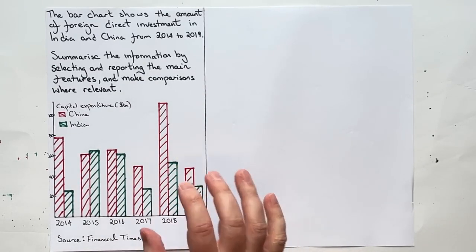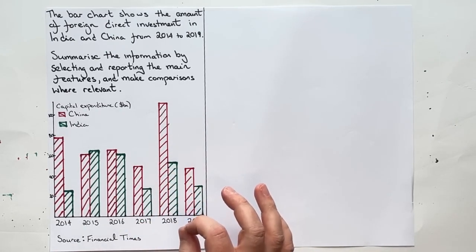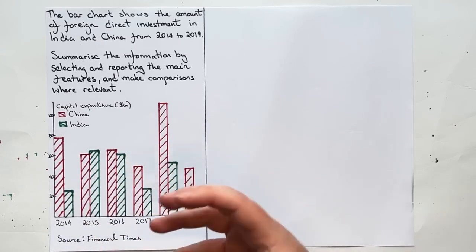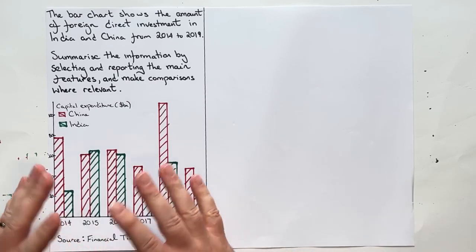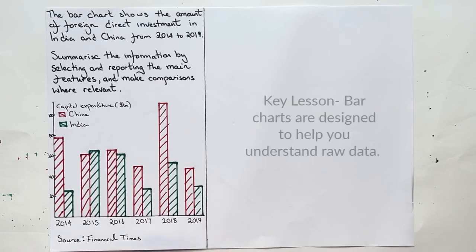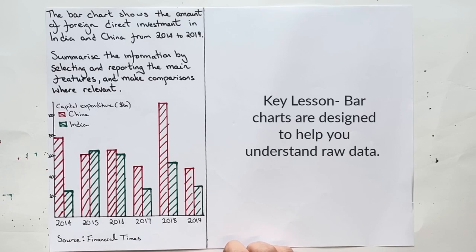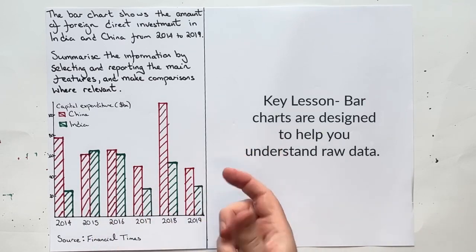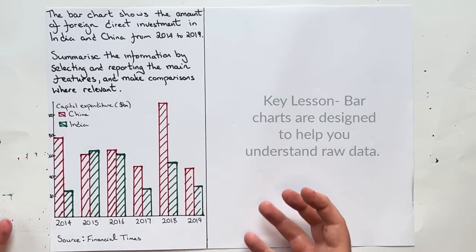Now, a lot of students are intimidated by bar charts and line graphs and pie charts and things like that. But the important thing to remember is a bar chart or a line graph or a pie chart is simply data, raw data that has been visualized to make it easier for you to understand. Bar charts are easier to understand than just a bunch of random numbers on a spreadsheet. So once you start thinking of it in that way, I think it just makes it easier for you to understand and less intimidating.